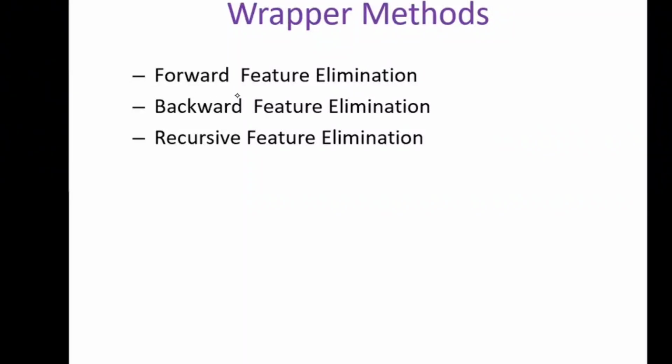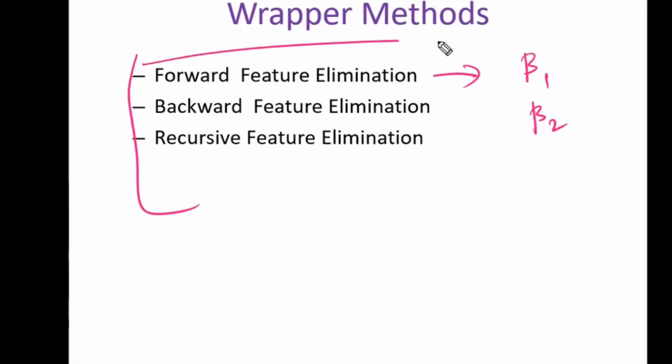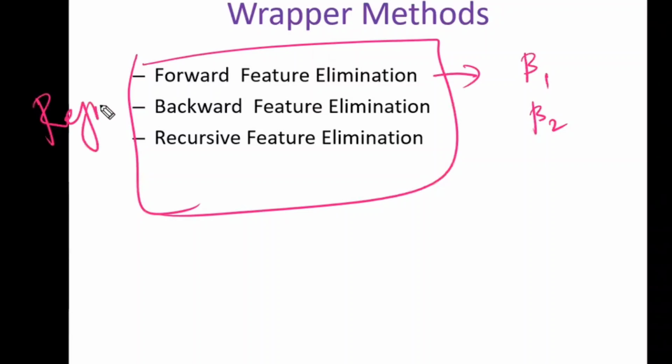What is meant by forward feature elimination? Forward feature elimination means you are eliminating the unimportant variables one by one, in the order of whatever the beta coefficients are, beta 1, beta 2. This is applicable only for regression. This is not applicable for classification. For classification algorithms, embedded methods we will apply. For regression problems, we will go with the forward, backward, or recursive.